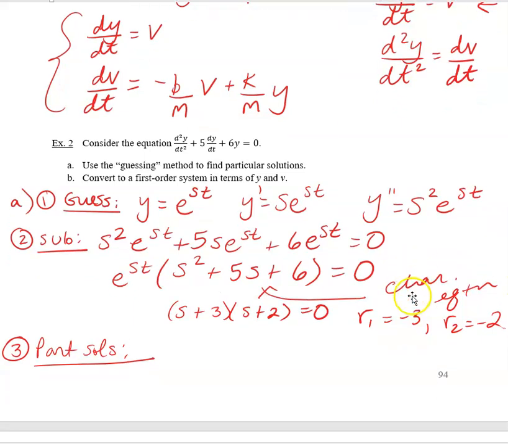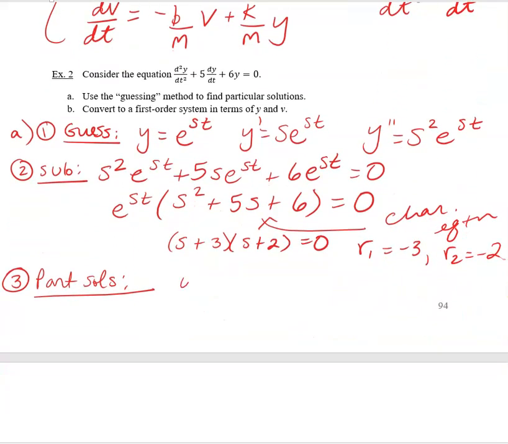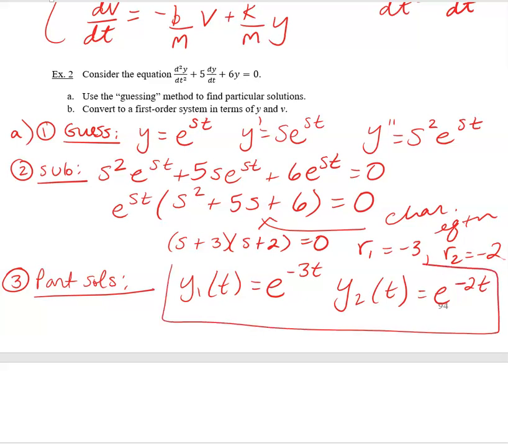So your solutions then are going to be e to the, remember s is the root of that equation, so it's going to be e to the -3t. And then my other particular solution is e to the -2t. And we'll talk more later about how to generalize this, but those are going to be particular solutions.